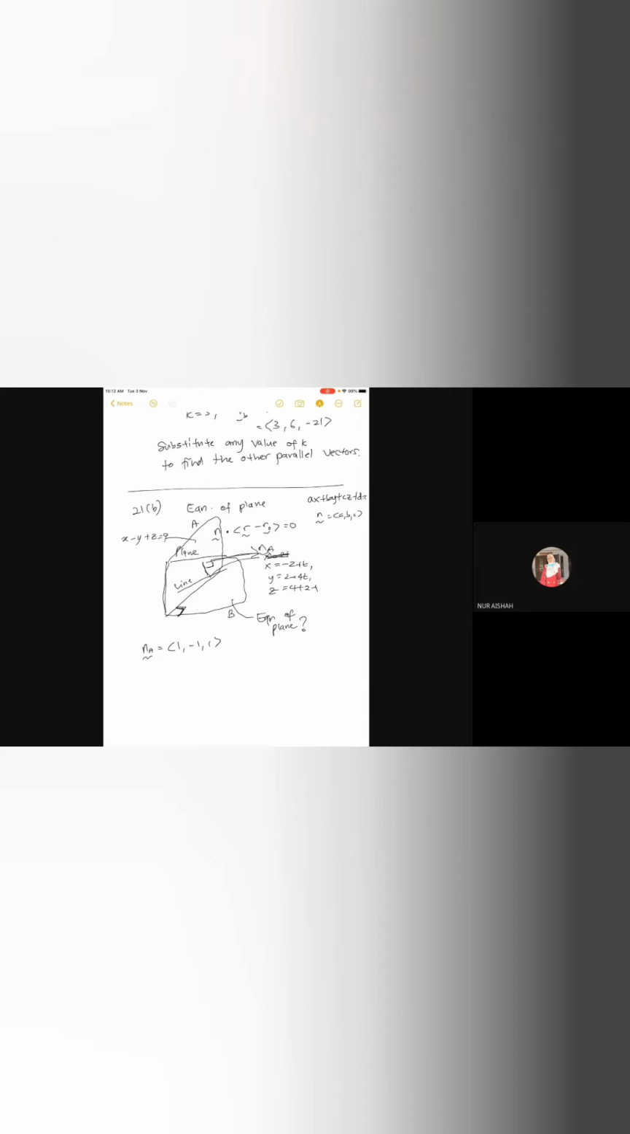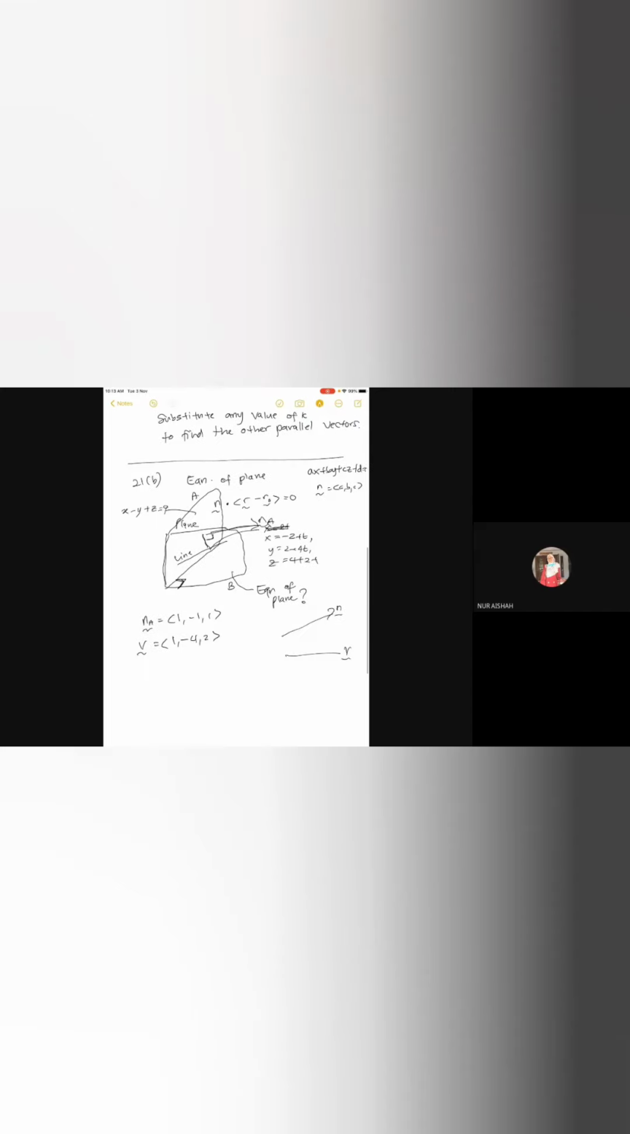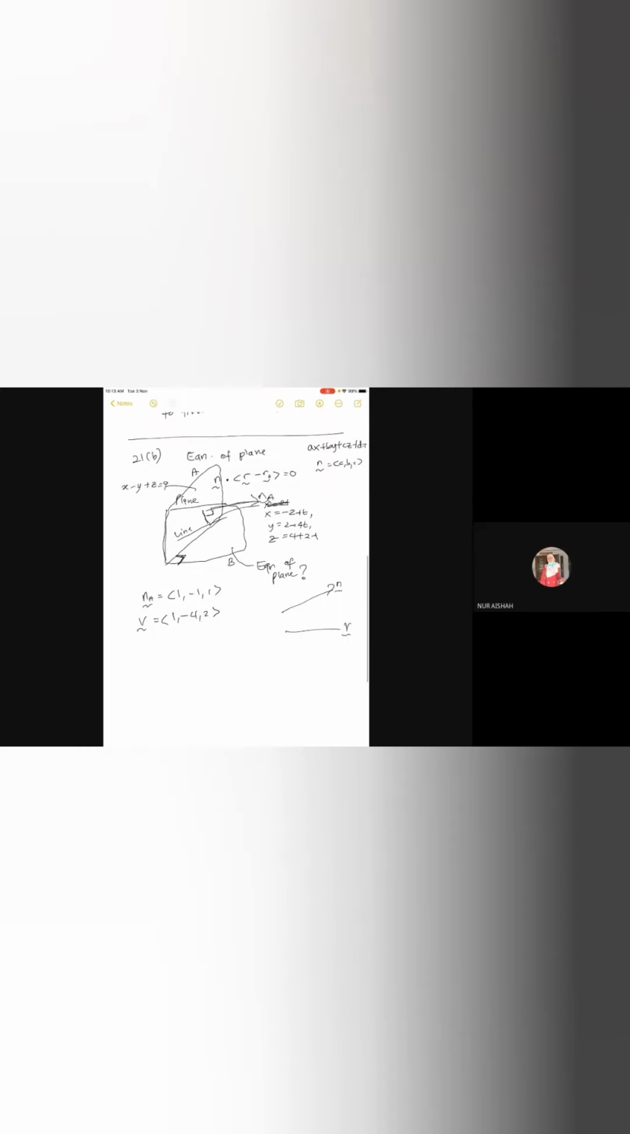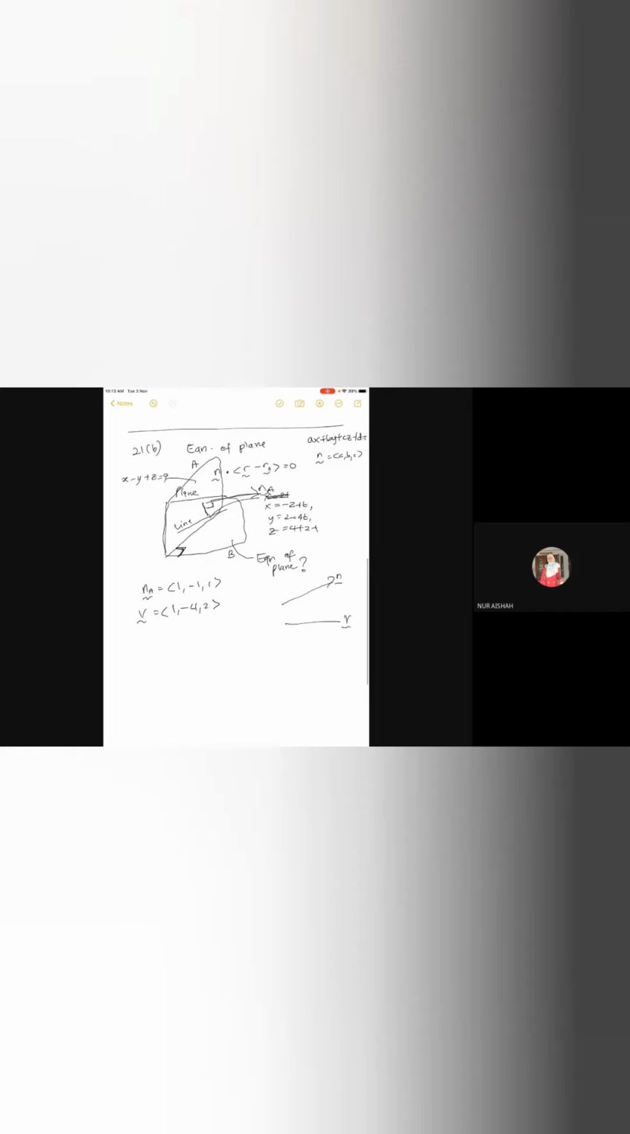So now if you imagine you have two vectors. One is N, the normal, and the one below is V. Okay, what is V? Read the constant that is associated with T only, which is 1, negative 4 and 2. Okay, the constant that is associated with the variable T.